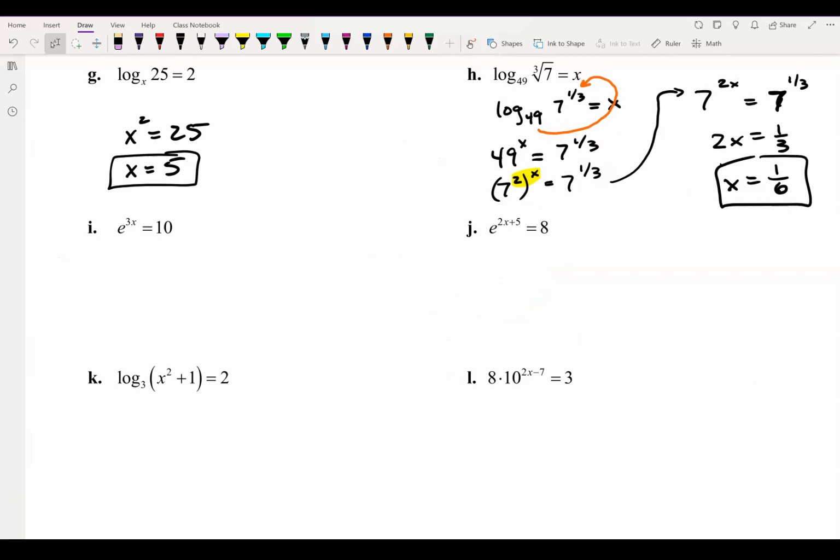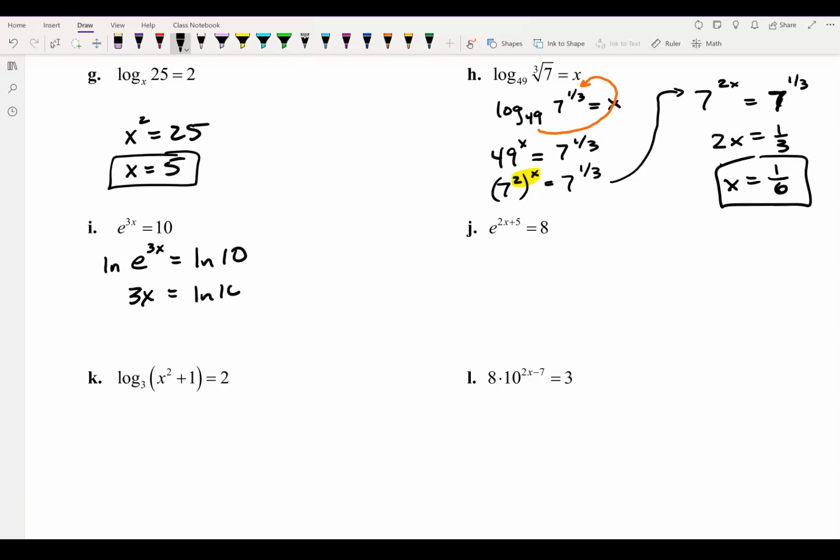Next one. Now, with these next two and also the very last one, notice we have variables in the exponent. And whenever we have that, we are going to get those out of the exponent by taking the logarithm of each side. In this case, we're going to take the ln because ln and e work so well together. Here, they want to know the exponent on e that gives us e to the 3x.